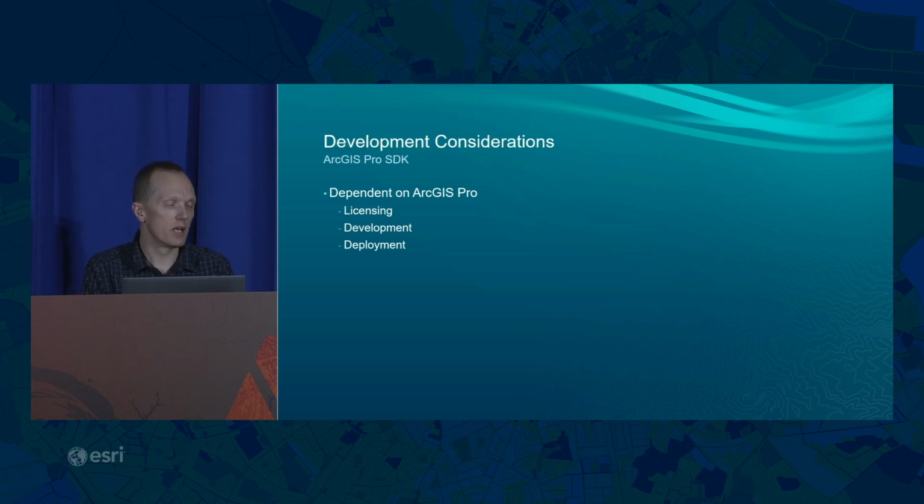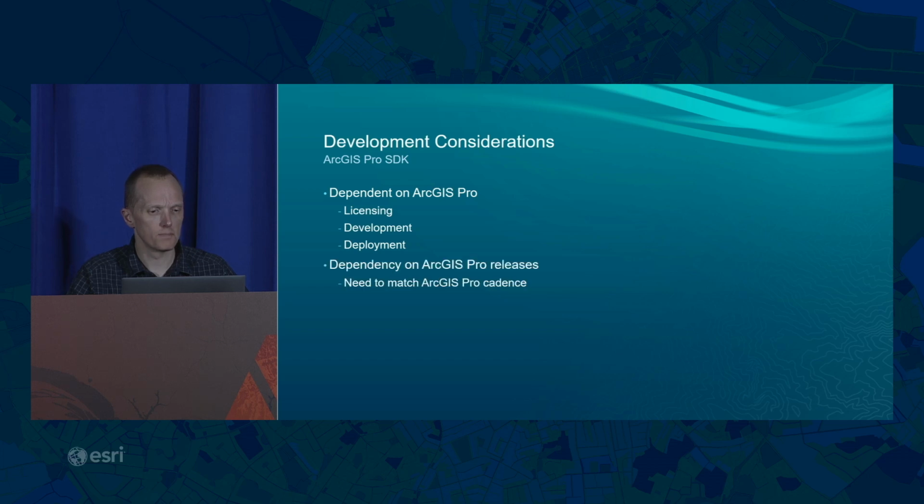So your development using the ArcGIS Pro SDK is dependent on ArcGIS Pro. So you have to think about licensing. You as a developer will need a licensed copy of ArcGIS Pro to build and test your extension of ArcGIS Pro. And then your users will also need ArcGIS Pro as well.